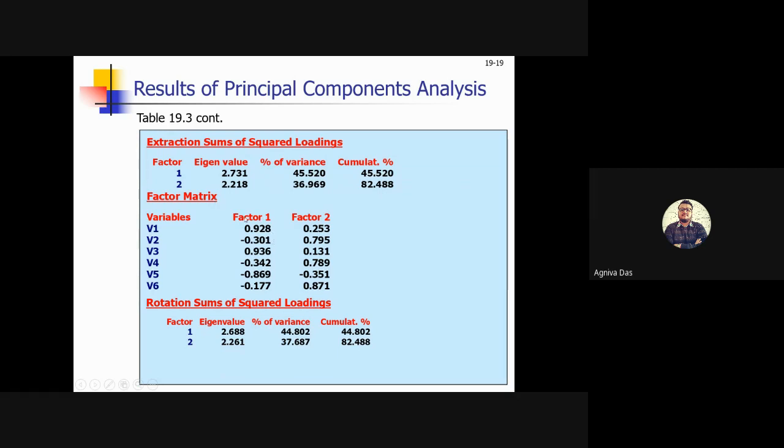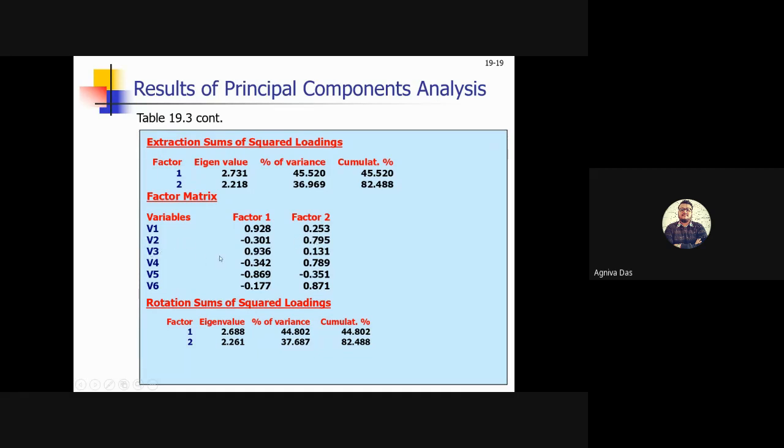So under factor 1, you see that variable 1 has 0.928. So this is the correlation coefficient between variable 1 and factor 1, which means that variable 1 has this much contribution in factor 1, which is a very high contribution. Also, variable 1 and factor 1 are positively correlated, which means that a higher value of variable 1 means factor 1 is also a high value. But in case of variable 2, as you can see, factor 1 has a very low value as compared to factor 2. Factor 2 here is very high, 0.795, which means that variable 2 has more contribution in factor 2.